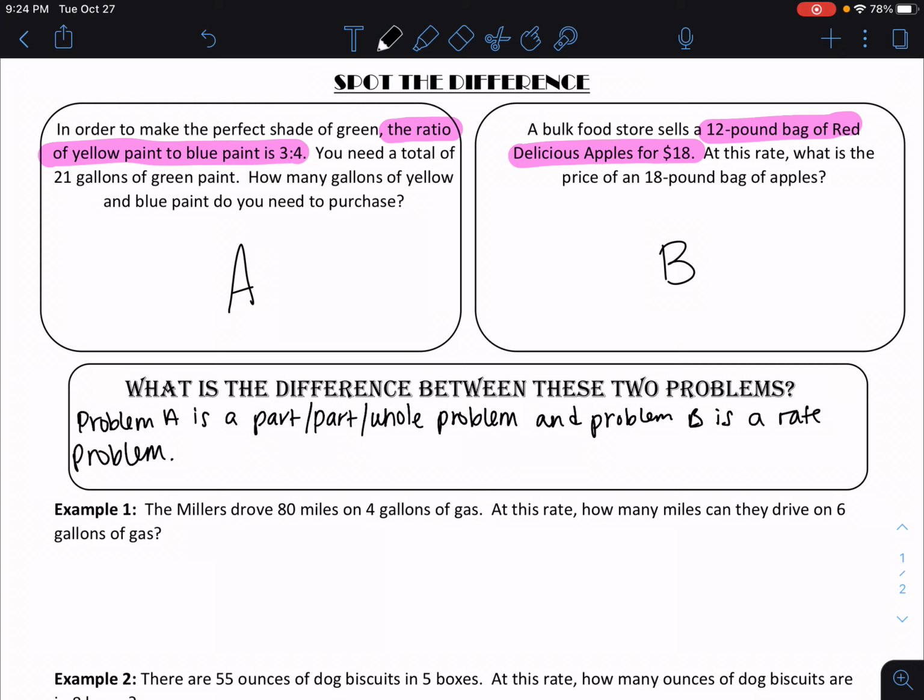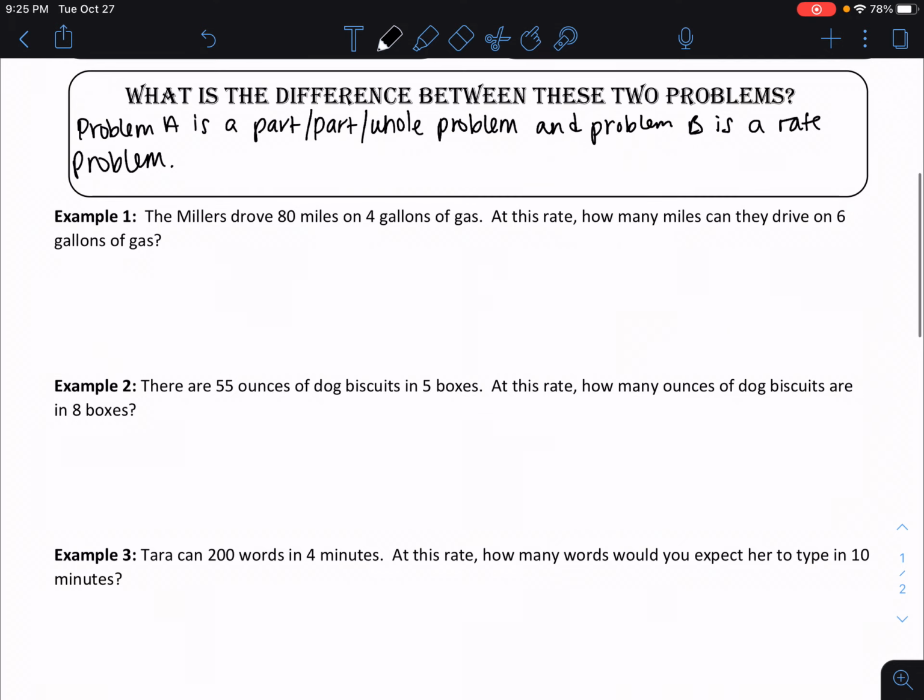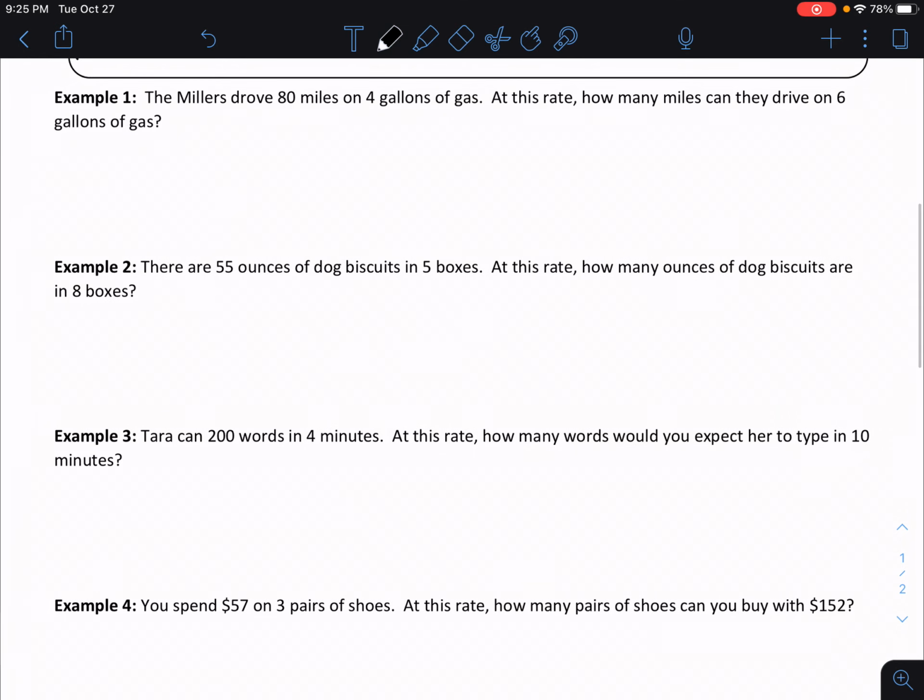We are going to be focusing on this type of problem today. So we've already done, this was section 1.2 and section 1.5, where we had a ratio that was given to us and we used that ratio. Now we're going to be given a rate and we're going to use that rate to answer questions. So example 1 says the Millers drove 80 miles on 4 gallons of gas. At this rate, how many miles can they drive on 6 gallons?